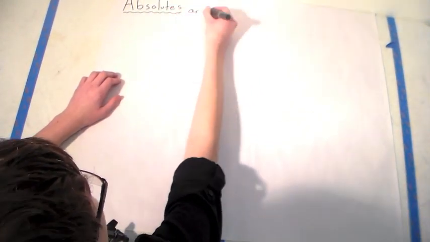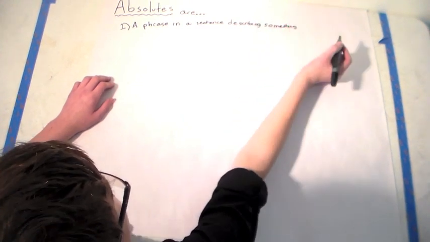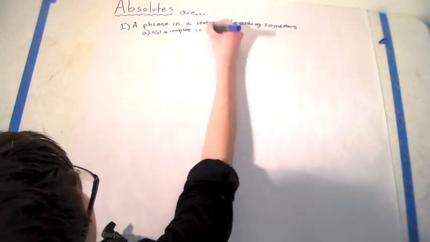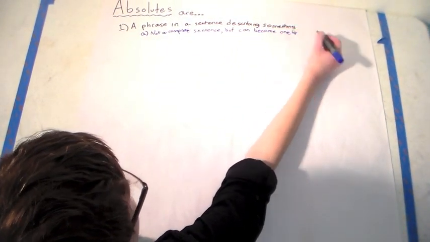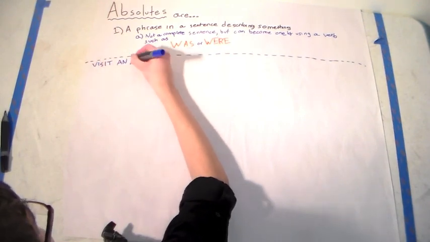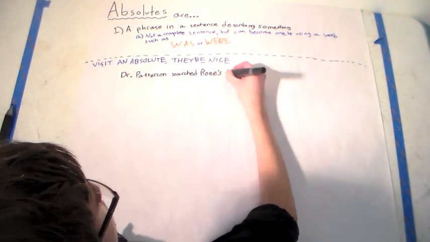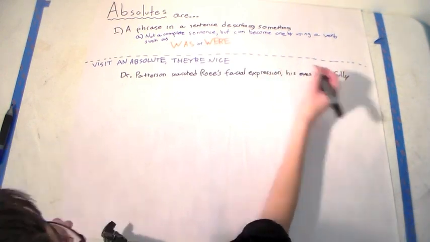An absolute is a phrase that describes something in a sentence, like many other grammatical constructs. An absolute is not a complete sentence, but it can become one just by adding the words was or were. For example, well, first off, absolutes are nice. Actually, one of the major differences between professional and amateur writers.